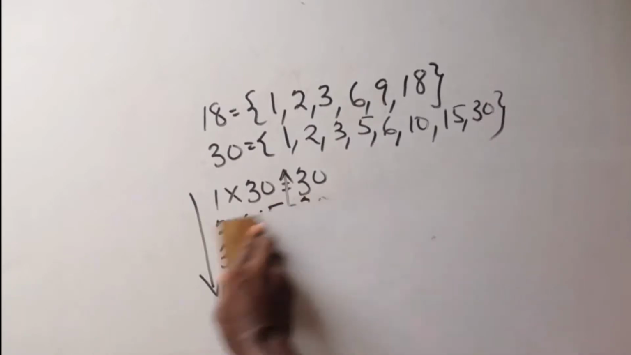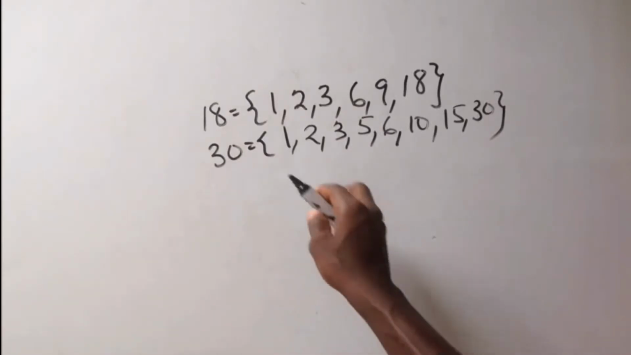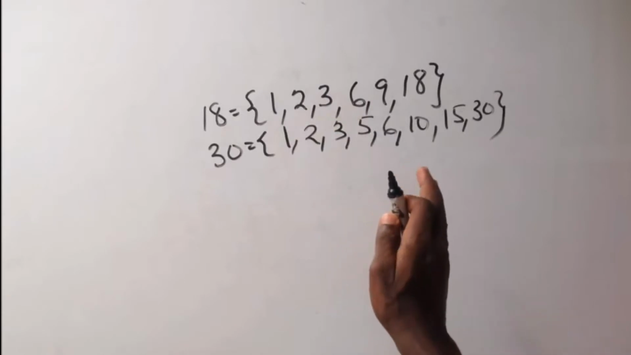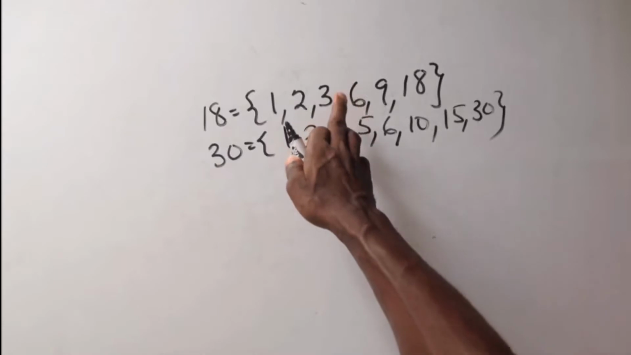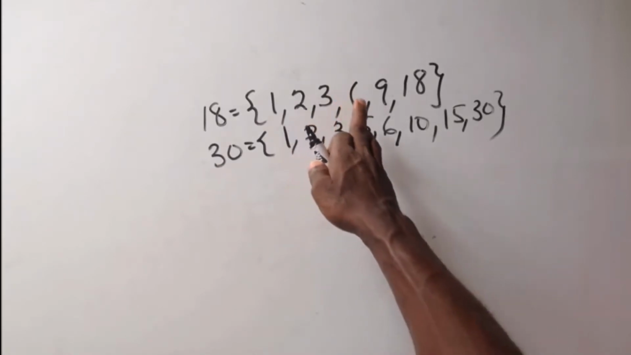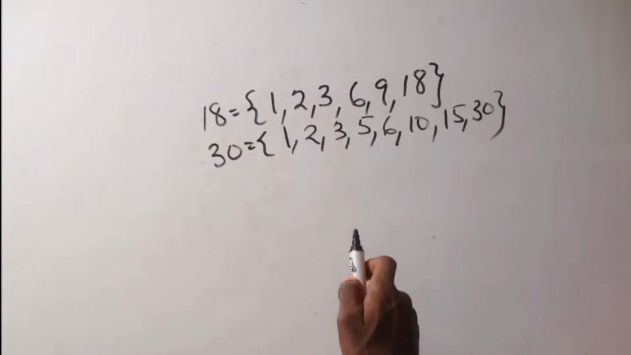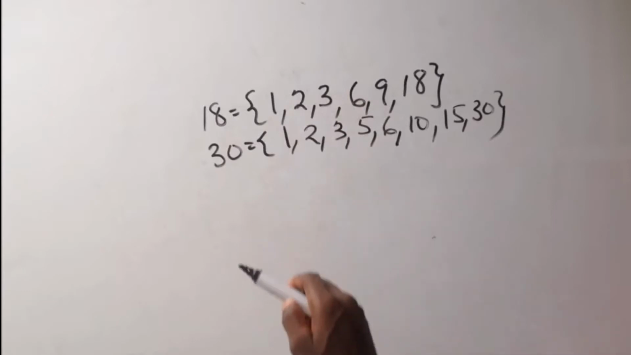Now, after listing the factors of these two numbers, we can ask ourselves one question. Amongst these two numbers, which is the greatest that can be found in both the factors of 18 and the factors of 30? What is the greatest number that can be found in the factors of 18 and the factors of 30?